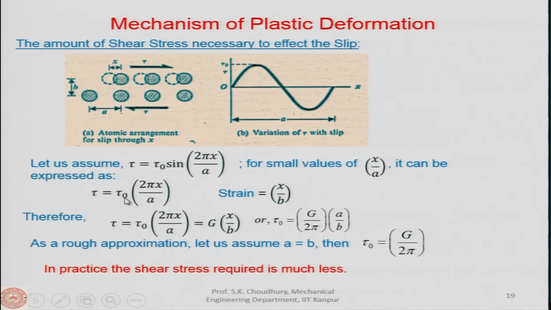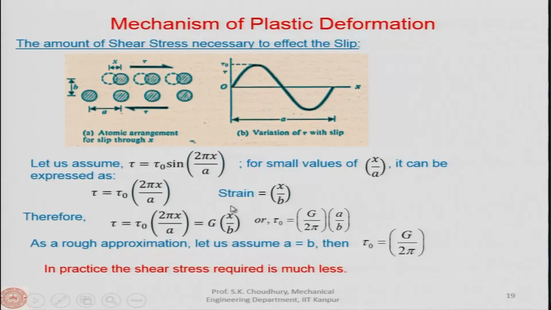So, tau is equal to tau 0 sin(2 pi x by A). This is for x by A being a really small value. You can see this, the displacement will be in microns. We are talking about the displacement of the atoms, of course, and that would be very small. Therefore, x by A can be said to be a very small value. The sine of a small value is that value itself. Now, the strain is given by x by B.